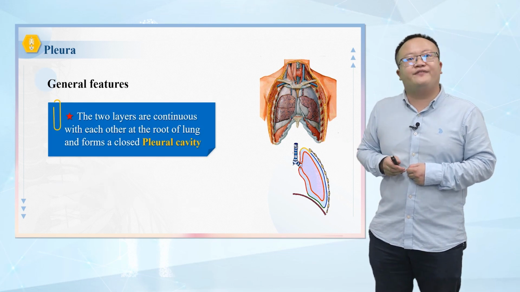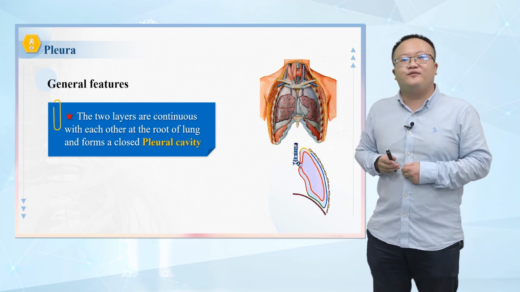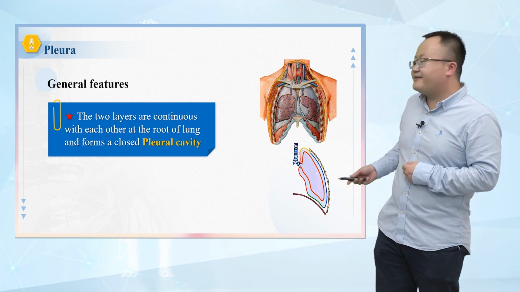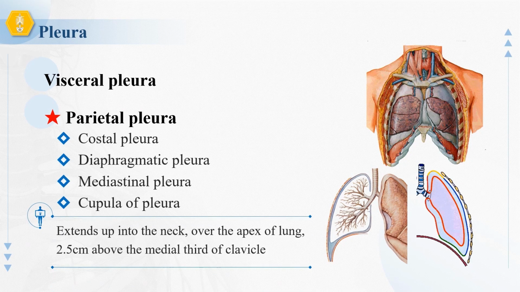Here are the general features. The two layers are continuous with each other at the root of the lung and form the closed pleural cavity, just as this one. There are two kinds of pleura, the visceral pleura and the parietal pleura. The parietal pleura includes several parts, such as costal pleura, diaphragmatic pleura, mediastinal pleura, and also cupular pleura.